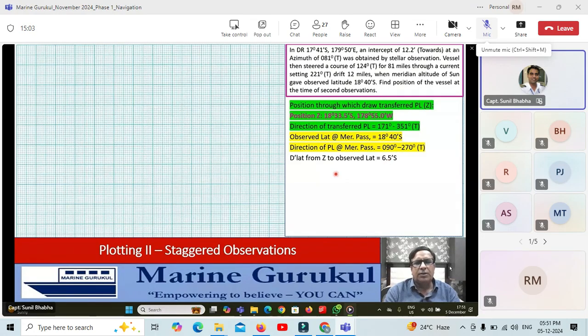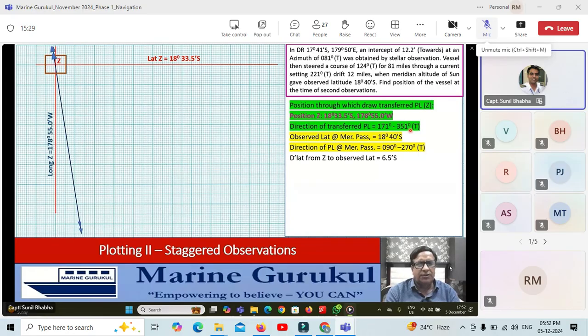Now having got this, it's a case of simultaneous observations. Only thing is one is a transferred PL, other is an observed PL. So we get going with the plot. We have on the screen latitude of Z coming up here. We have the longitude of Z coming up here. So obviously point Z is here at the intersection of the two. So that is point Z. It's through point Z that the transferred PL has to be drawn.